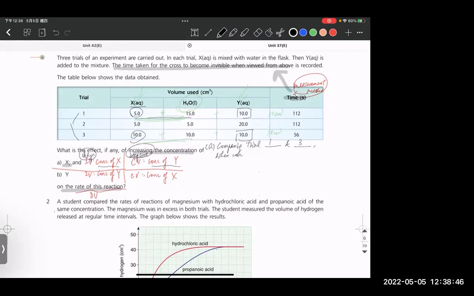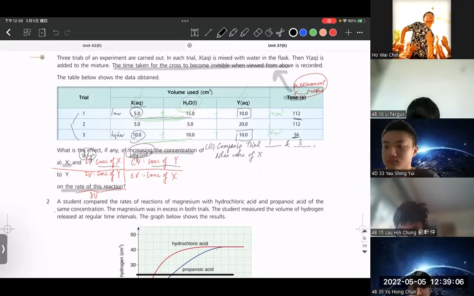When the concentration of X, which one is a higher concentration? This one, right? Higher, lower. So what happens to the time? What happens to the time? What happens to the time? Now, can you tell me the change in concentration of X? How does it affect the rate?